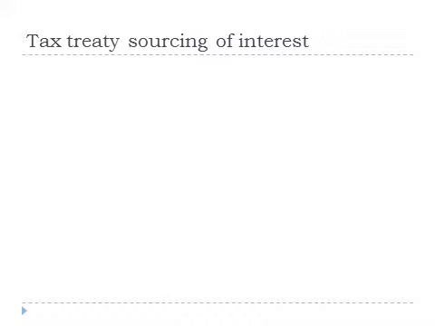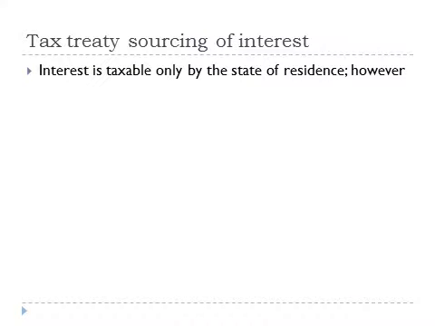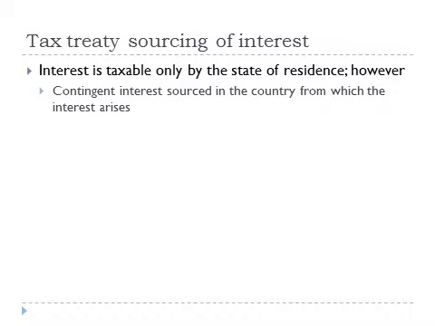Tax treaties can provide alternative rules for sourcing income. As a general rule, interest is taxable only by the state of residence. However, contingent interest, which is determined with reference to sales, changes in property value, or other determinants other than simple interest rate, can be sourced in the country from which the interest arises.